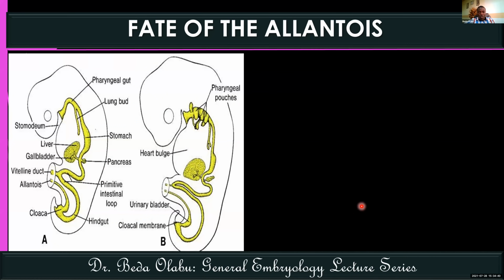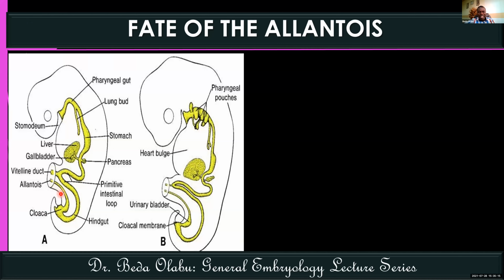So in terms of fate, what happens to the allantois? The first image shows us the allantois, as well as the primordial gut. The region where the allantois and the primordial gut are still connected is this caudal region, which we call the cloaca. The cloaca represents the primitive connection between the urogenital tract and the gastrointestinal tract.